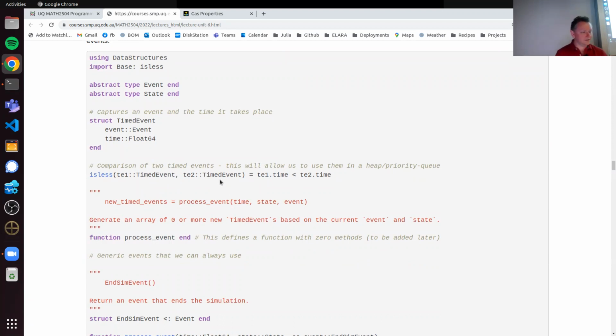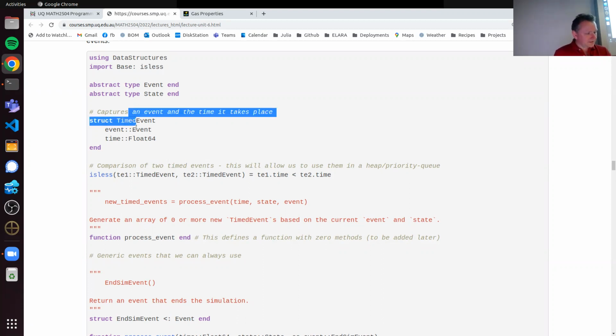So we're going to use a data structure called the heap, and that will turn up. We're not going to write that ourselves. I'll talk about that later. So we import that. And as a part of that, we're going to import this function isLess. So let's have a look.